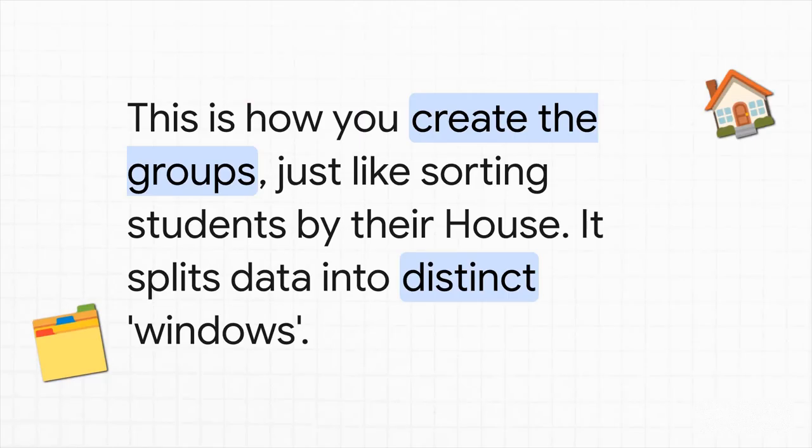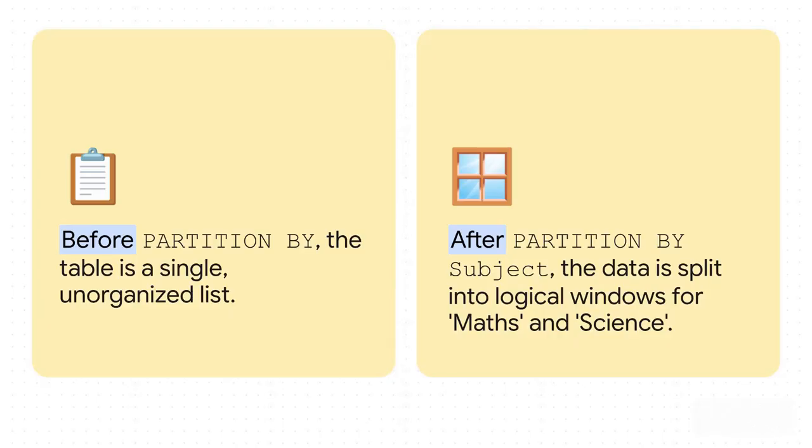So the very first instruction we give inside that OVER clause is PARTITION BY. This is, and I mean this literally, the same as telling the photographer, okay, group everyone by their house. In SQL, PARTITION BY tells the database to chop up the data into these little separate groups or windows based on whatever column you tell it to. For instance, if we say PARTITION BY subject, you can see what happens. SQL logically creates two separate worlds. You've got your maths window over here and your science window over there. Any calculation we do now will happen inside these windows, completely independent of each other.